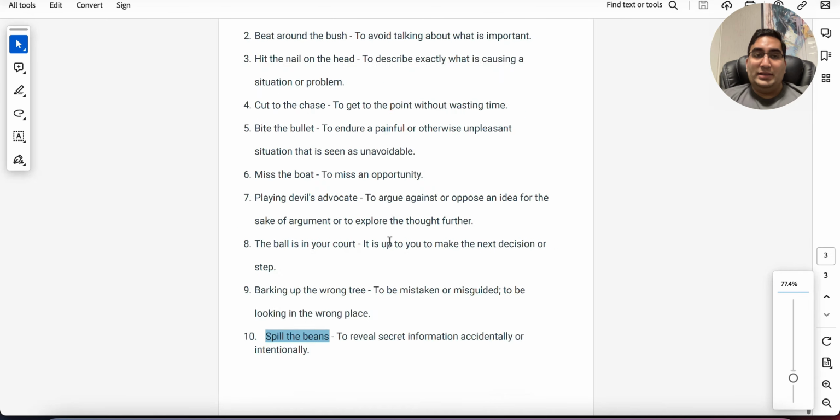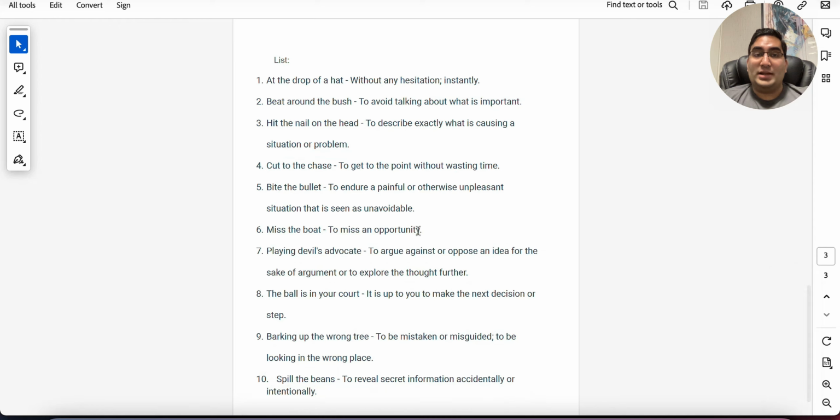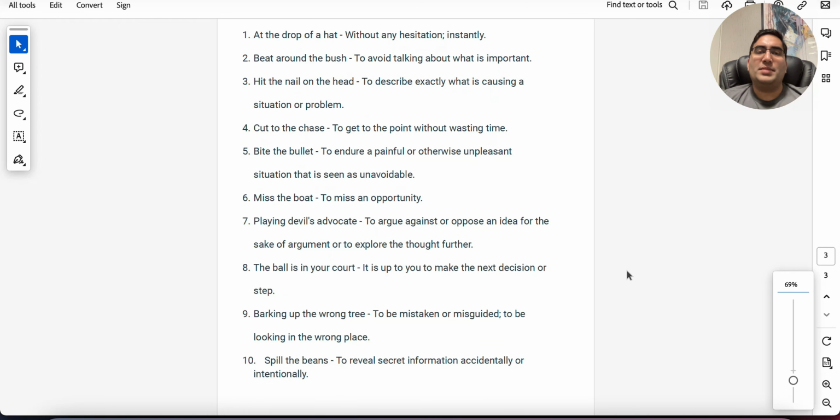So guys, there it is. Take a screenshot if you want, all right? There are the 10 idiomatic expressions you can actually use, and they're advanced, and they'll give you marks because they are in the marking sheet.